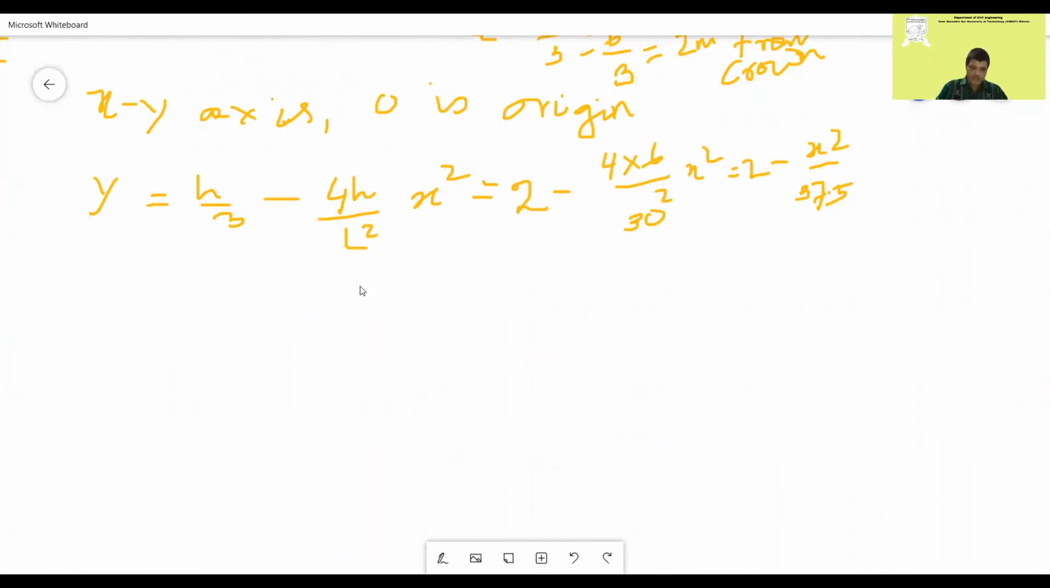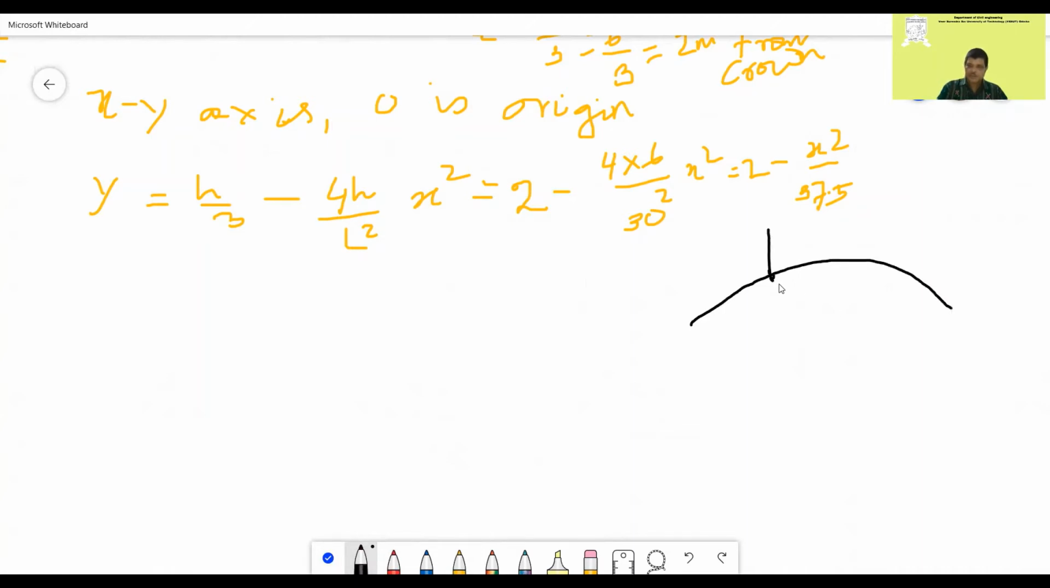Now for the portion AD, it is DA, load 240 kilonewton.